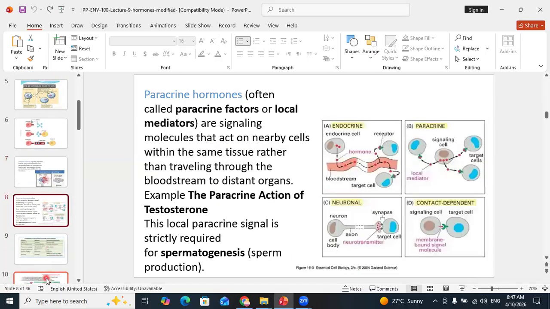The second case that we need to understand is the paracrine hormone. What is a paracrine hormone? They are also known as paracrine factors or local mediators. If you know the term paracrine hormone, this is also sufficient. Paracrine hormones are basically signaling hormones.